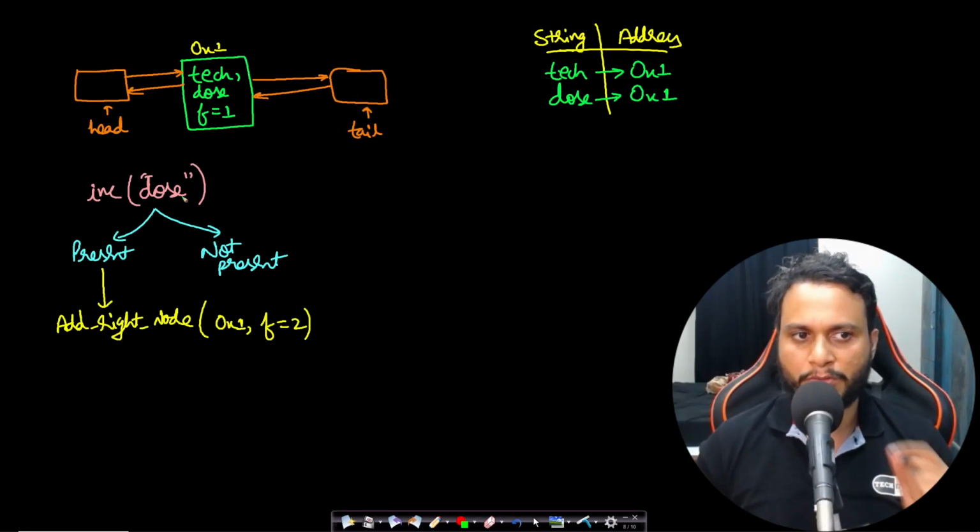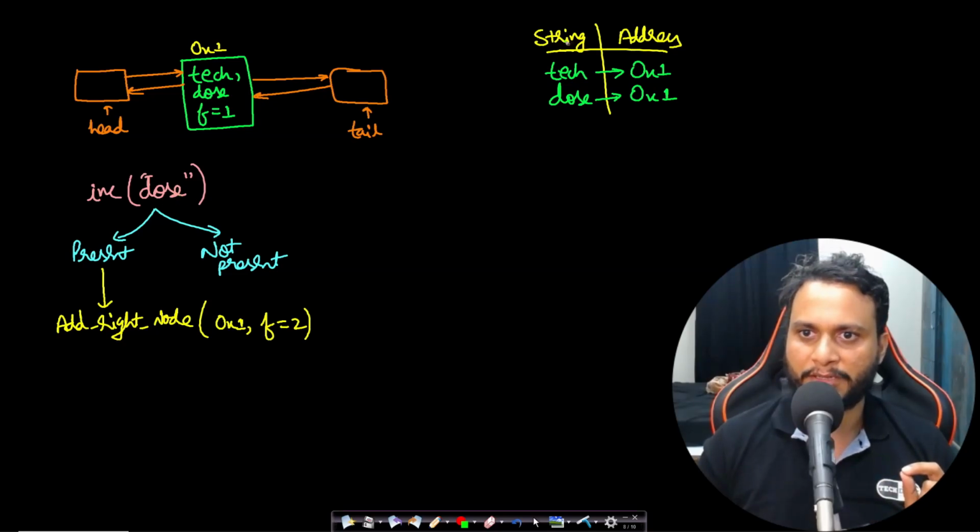So let's say increase dose is coming, right? So first I will check from the key store, is dose present? Yes, it is present at OX1. So I can go to OX1, right? Now since it is present, I need to increase its frequency. So dose's frequency will become 2.